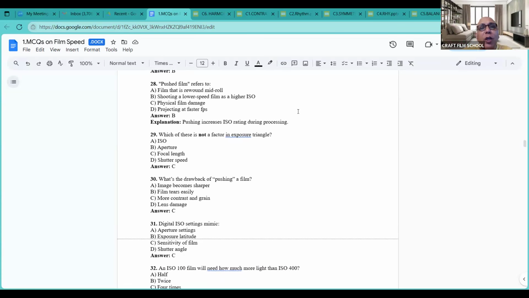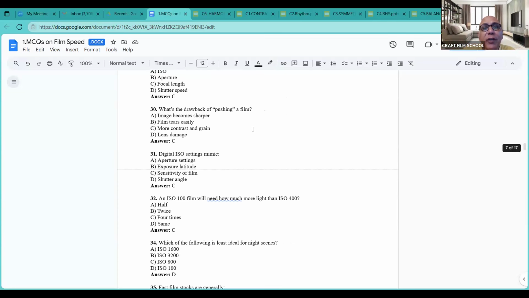This pushed film which I was talking about is underexposed at the time of shoot and overdeveloped at the time of processing. Okay. So shooting a lower speed film at a higher ISO. If my film is 100 ASA, I can shoot up to 400. Nobody can stop me from shooting at 800, but then the detail will be missing, because 200 is one stop, 400 is two stops, 800 is three stops. A three stop underexposed film cannot be pushed to that level at the time of processing by overdevelopment. So normally only up to that much.